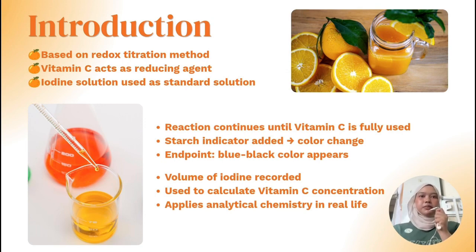This experiment is based on a redox titration method where vitamin C acts as a reducing agent. In our experiment, we use a standard solution, commonly iodine solution, to react with the vitamin C present in the fruit juice. Once all the vitamin C has reacted, the excess iodine will react with the starch indicator, producing a blue-black color. This color change indicates the endpoint of the titration. By recording the volume of iodine solution used, we can calculate the concentration of vitamin C in the fruit juice sample.